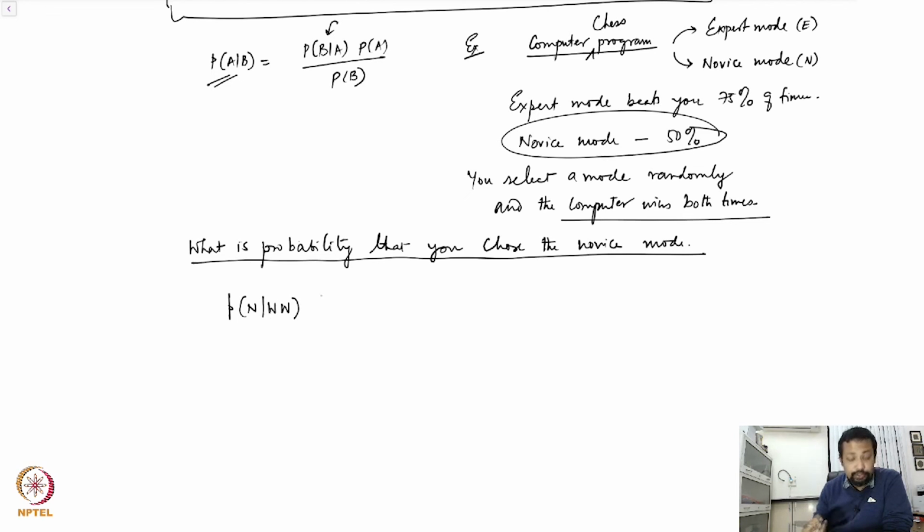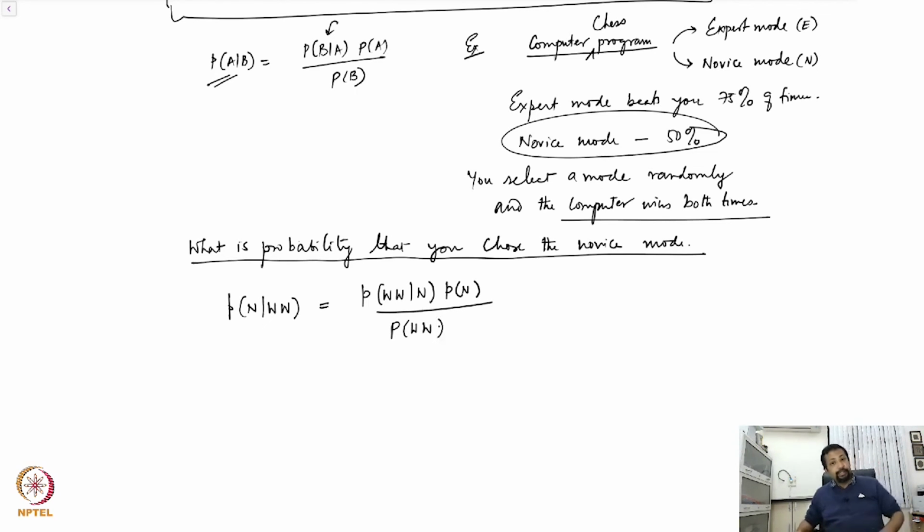So W denotes a win. But this I can clearly write down as P(WW|n), I'm reversing the question now, times P(n) divided by P(WW), right? By the Bayes theorem that we have written down, I am just reversing this expression. So I want to know what is the probability that I have chosen the novice mode given that the computer has won twice, and I want to evaluate this by expressing it in terms of a different probability, that you have of winning twice given that you have chosen the novice mode, right?